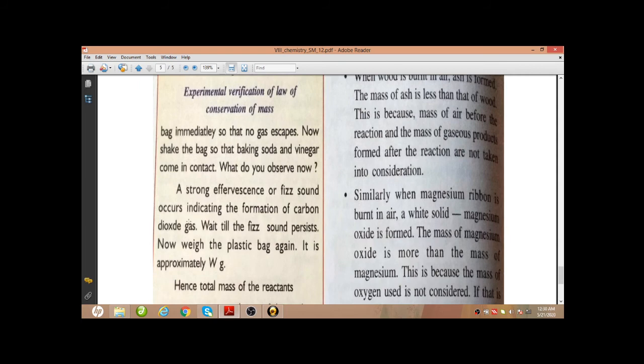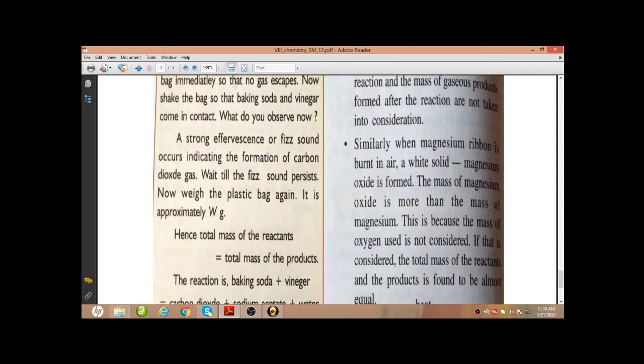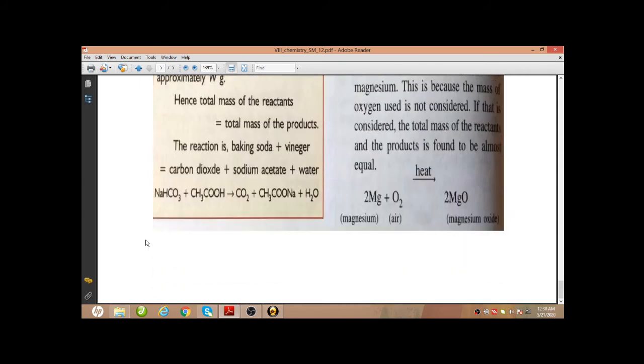So the reaction which is taking place is sodium bicarbonate, that is baking soda, along with acetic acid, that is vinegar. These two will react together to form carbon dioxide, sodium acetate and water. The effervescence which we observe is because of this carbon dioxide gas.